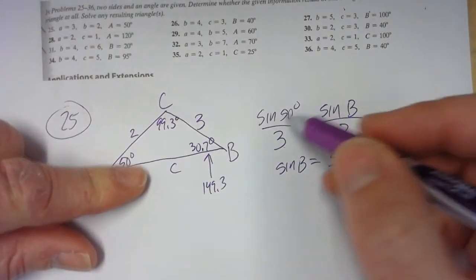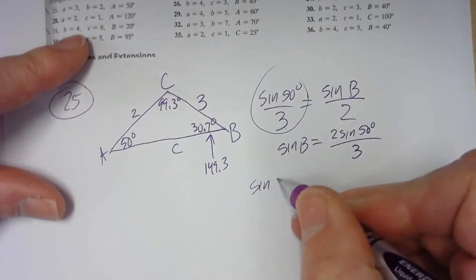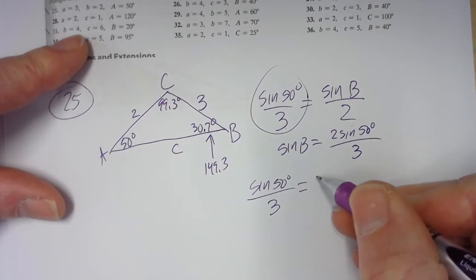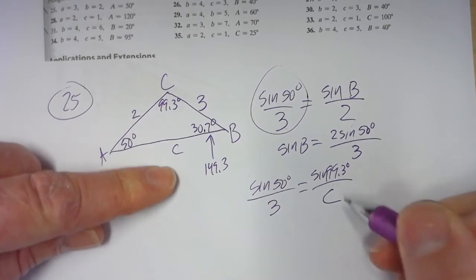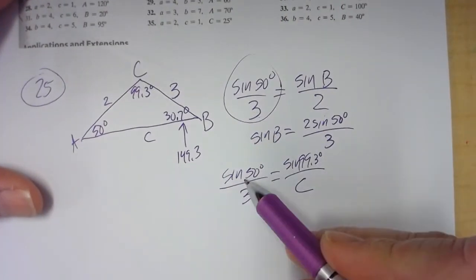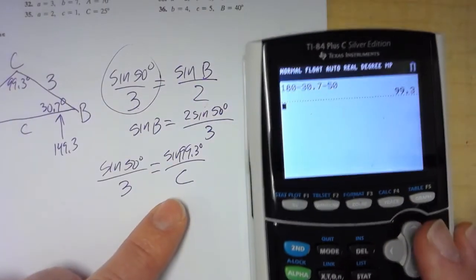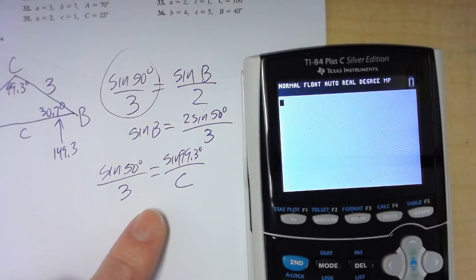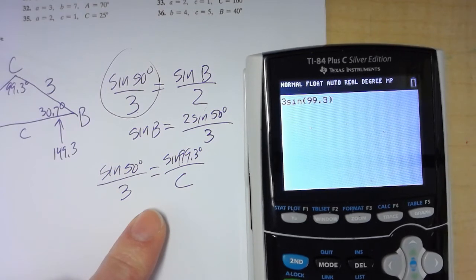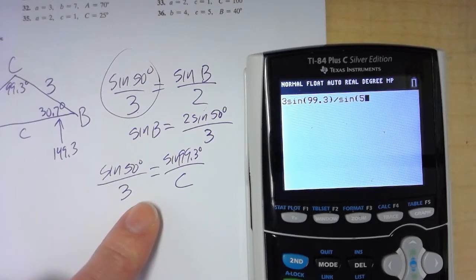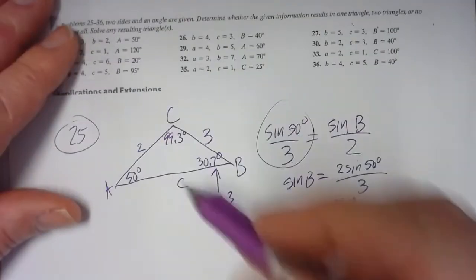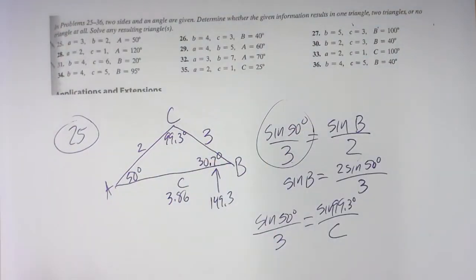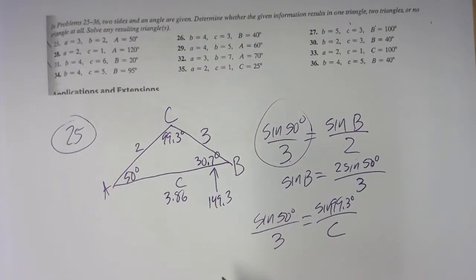So we just ratio this. This one's already set up, so sine of 50 degrees over 3 is the same thing as the sine of 99.3 degrees over C. So then it's going to be this times this divided by that to solve the proportion. So it's 3 sine 99.3, close the parentheses, divided by sine 50. So 3.86. So this side right here is 3.86. So those are the 3 angles and the 3 sides.